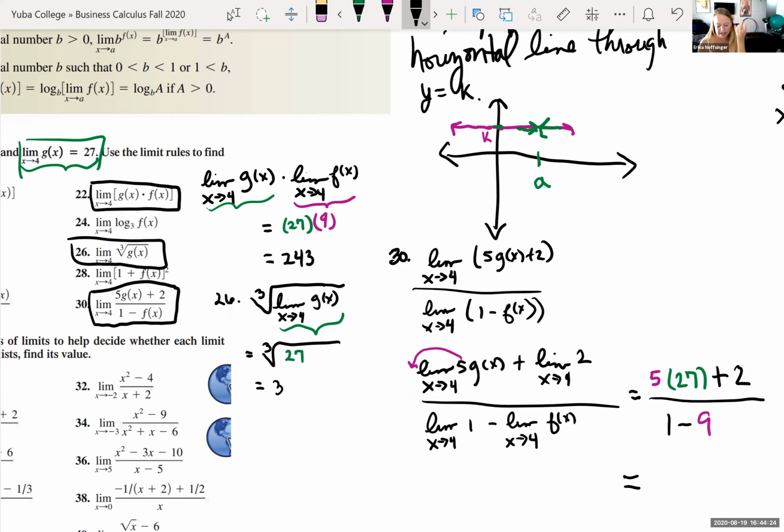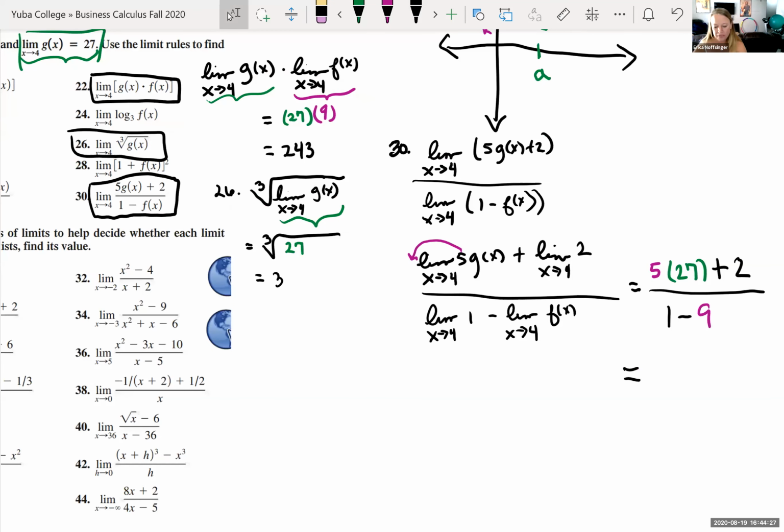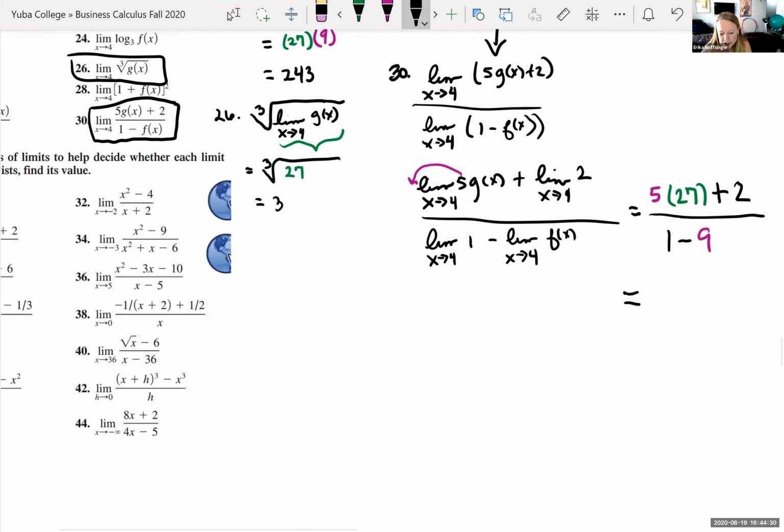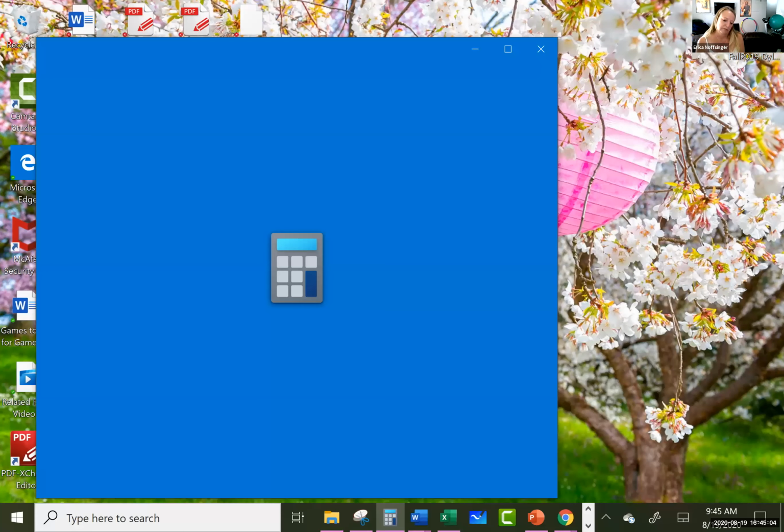Treat the numerator as a parentheses, treat the denominator as a parentheses. Multiplication comes before addition, so 5 times 27, what is that, 35, 135, plus 2. 1 minus 9 is negative 8. And so I have 135 plus 2 is 137, divided by negative 8, which I don't know if that goes in evenly or not. My guess is it doesn't.